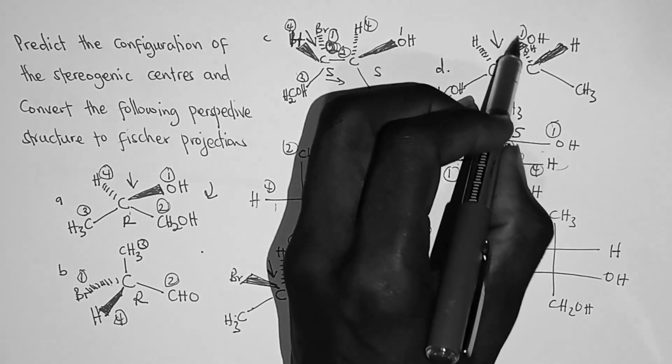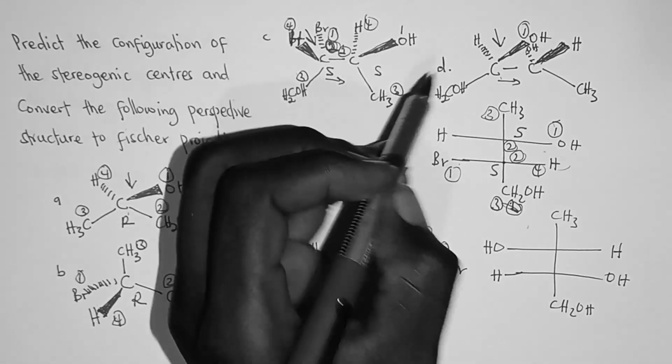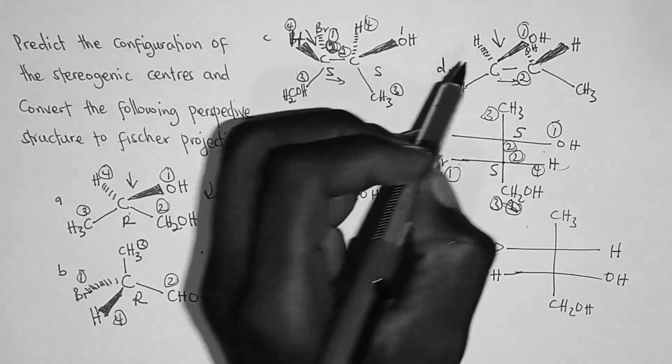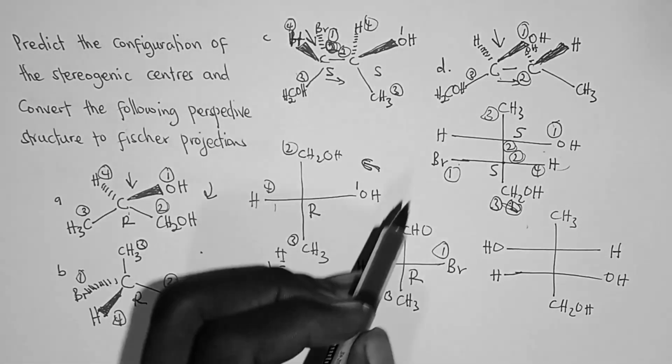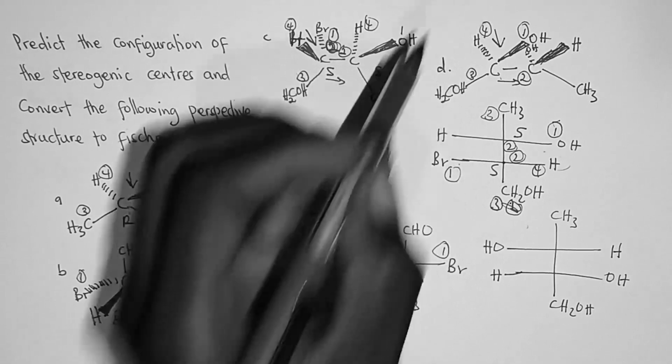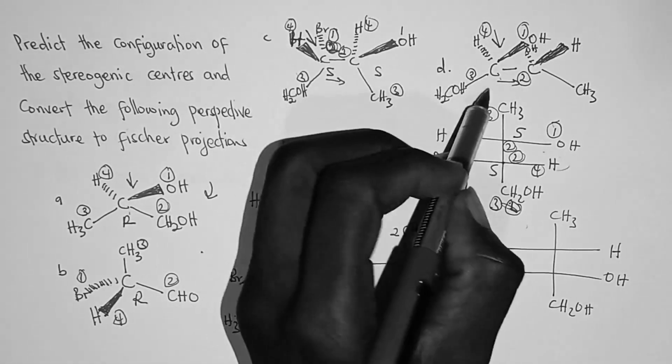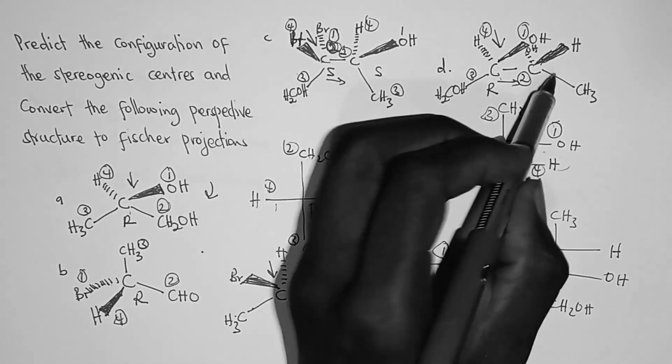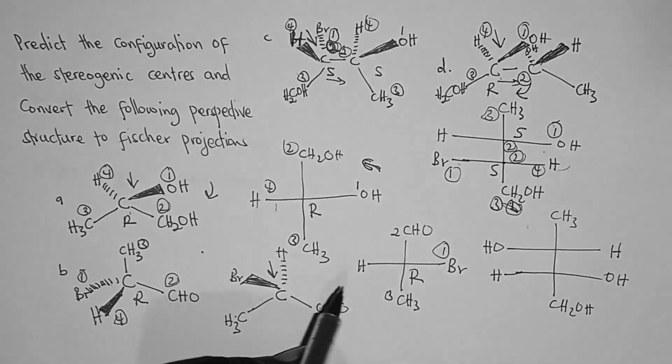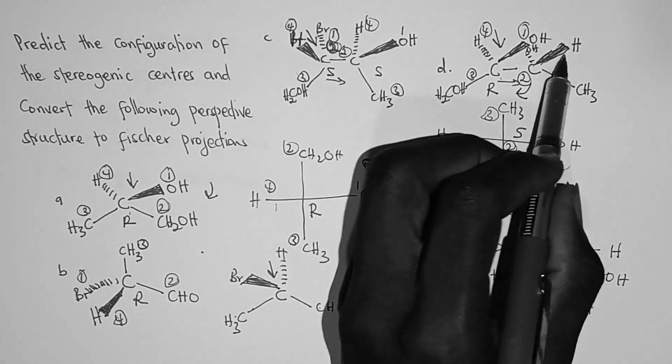So here is 1, and then this is 2, and this is 3. The proton is already on the dash bond, 4. So this is an R. It's moving this way. And let's determine configuration here.